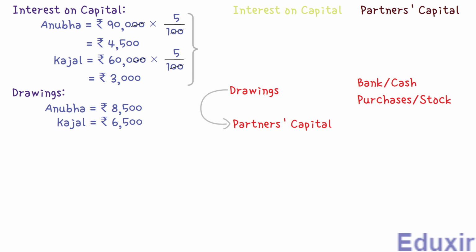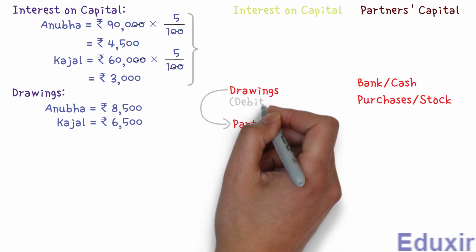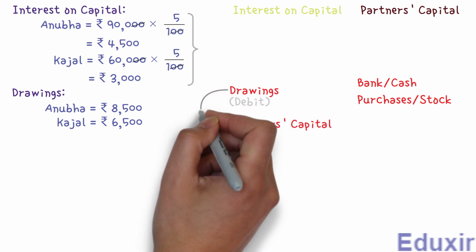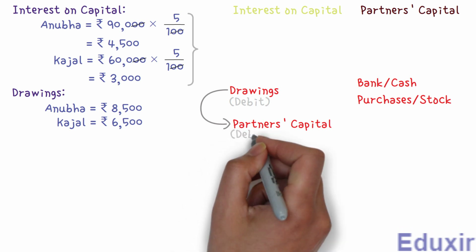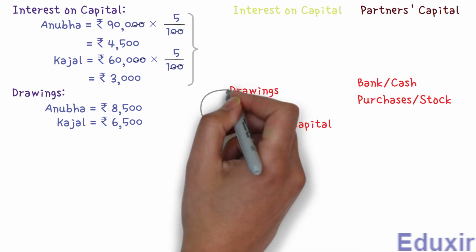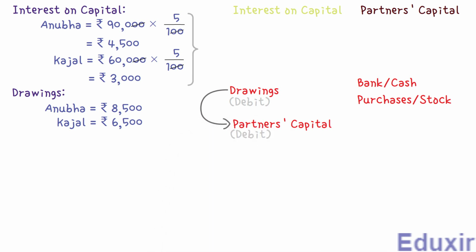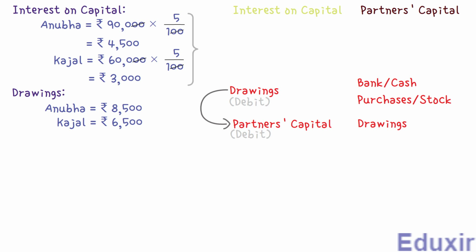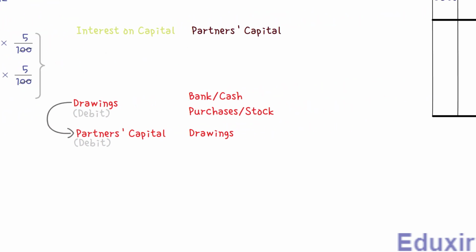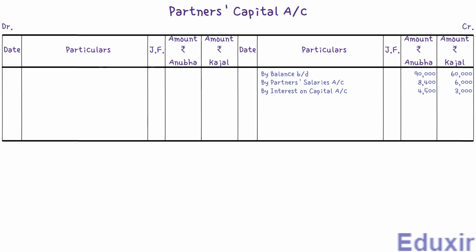Note that when we post the drawings into the drawings account, we post it on the debit side. So when we transfer the drawings into the partner's capital account, we should post it on the debit side of the partner's capital account. As we are transferring the drawings out of the drawings account, we should credit the drawings account. Now, as we have already discussed, the preparation of the drawings account is not in the scope of this problem. So let's leave out the drawings related credit entry and let's directly post the partner's capital account related debit entries into the partner's capital account.